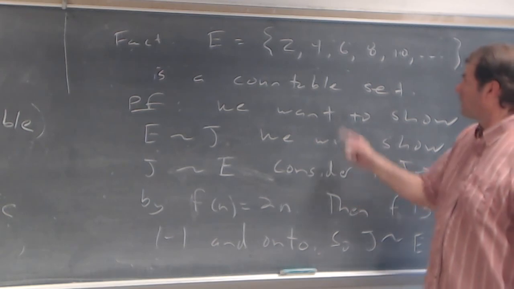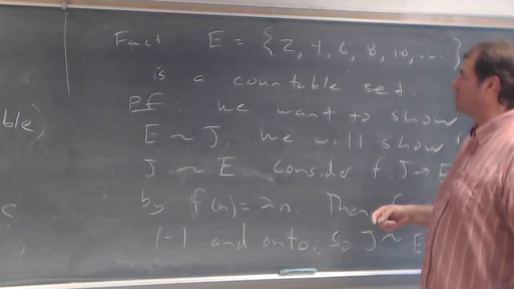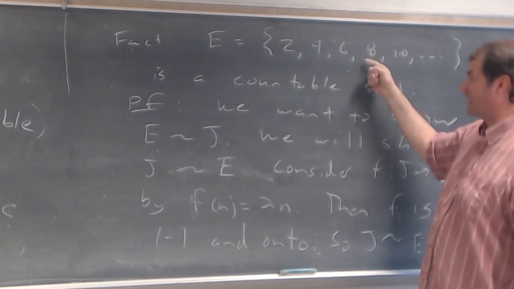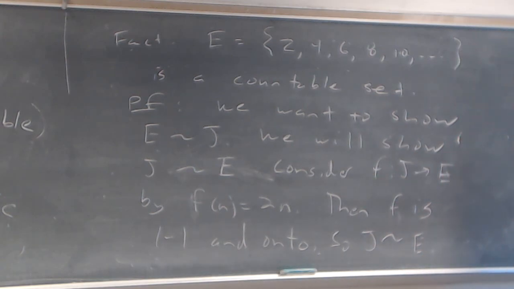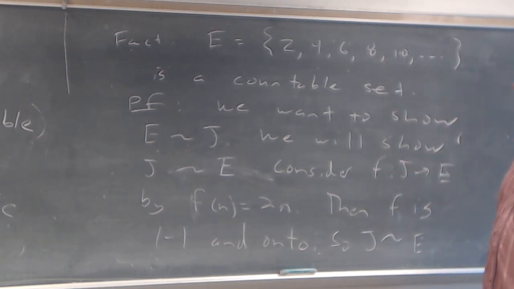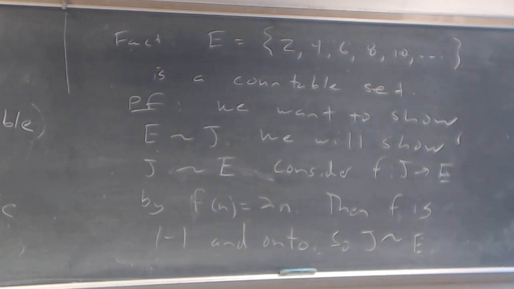Why is it onto? Well, if you say, give me something in E, what gets mapped to it? So something in E, let's call it little e, what gets mapped to it is e over 2. So that's how it's onto. And then you say, how come it's 1 to 1? Well, it's 1 to 1 because for each thing in here, there's only one thing getting mapped to it. That's this n.